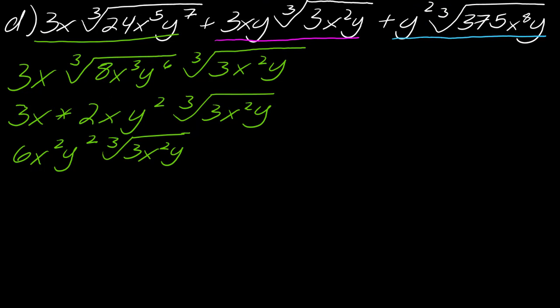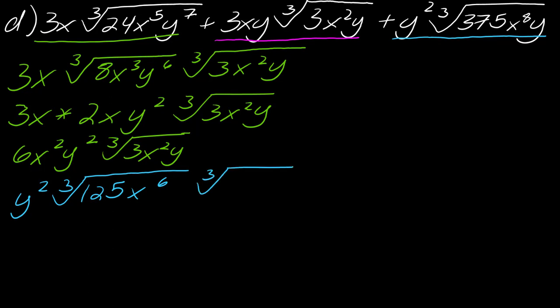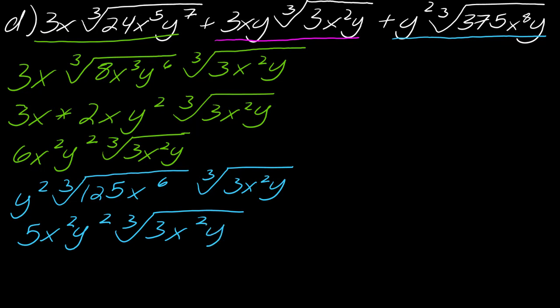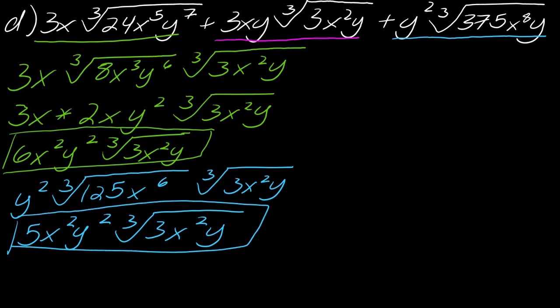I will do this in blue. So I've got y squared, and I'm leaving that alone as far as what I can break down. I could pull out a 125x to the 6th, and then I'll still have this cube root of 3x squared y. If I break this down farther, this will ultimately come out to 5x squared y squared times the cube root of all this stuff. Okay, so I've got all the pieces that I need. I need this piece here, and this piece here, and this piece up here.